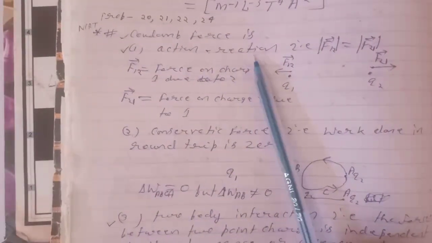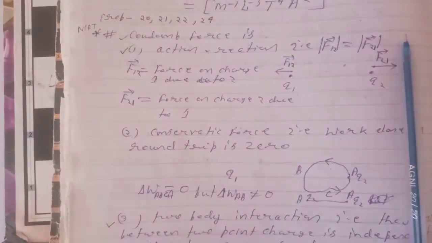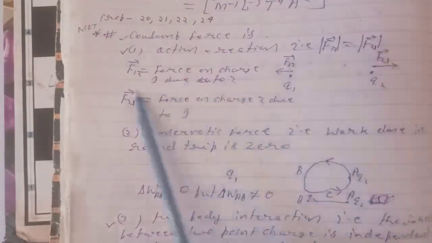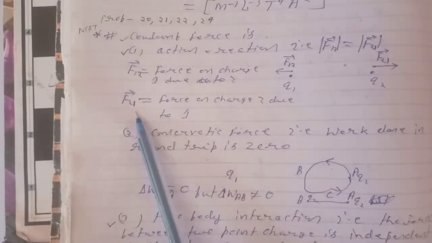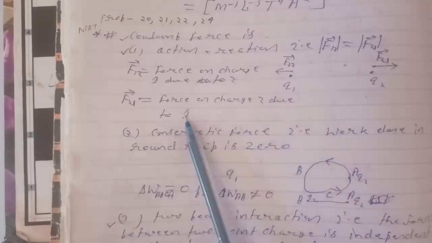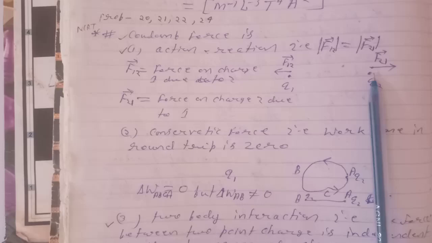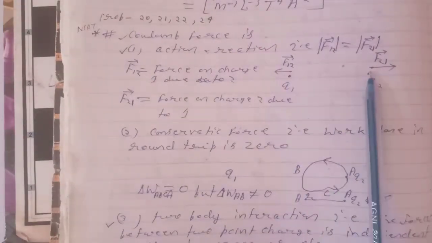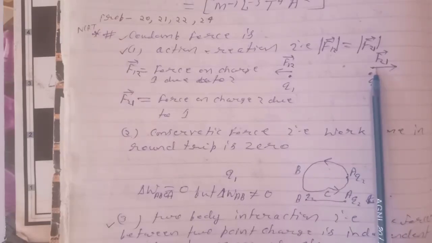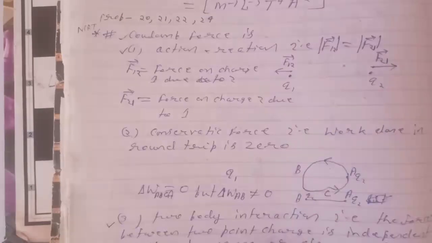Now about Coulomb force. Coulomb force is action and reaction, that is, the force on one body is the action, then the force on another body will be the reaction. For example, F12 is the force on charge 1 due to 2, and F21 is the force on charge 2 due to 1. That is, if this body applies a force on this body, then this particle also applies a force on this one, and the forces are opposite in direction but the same in magnitude, as shown here.